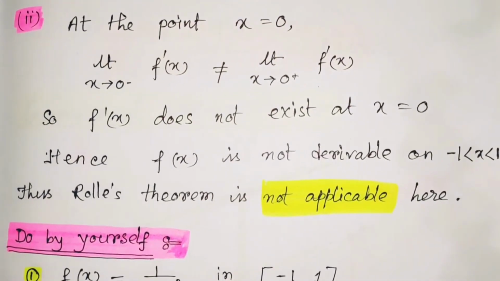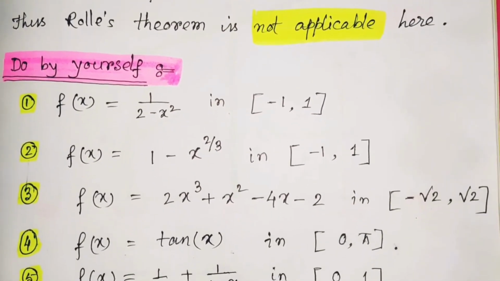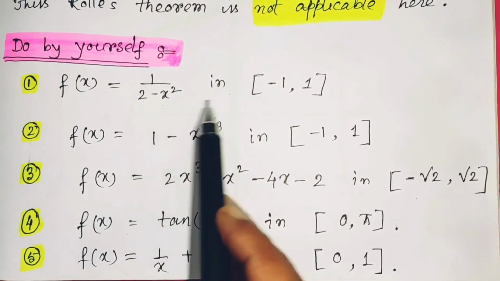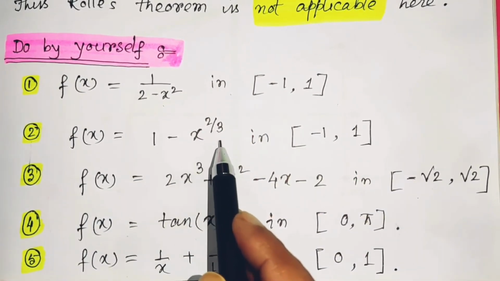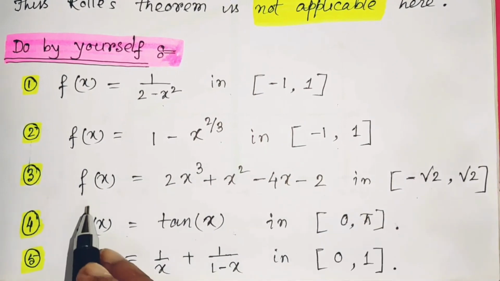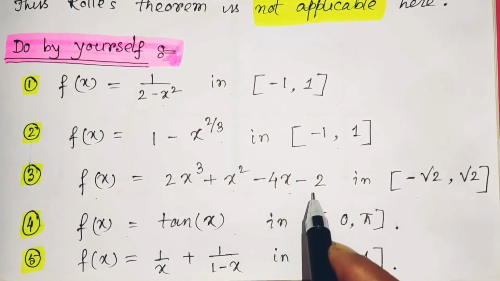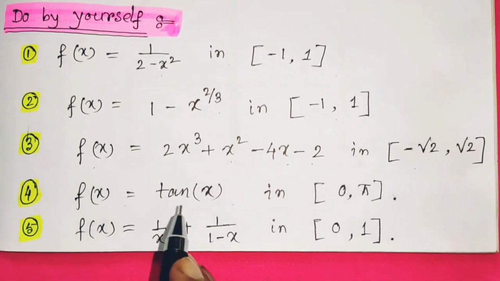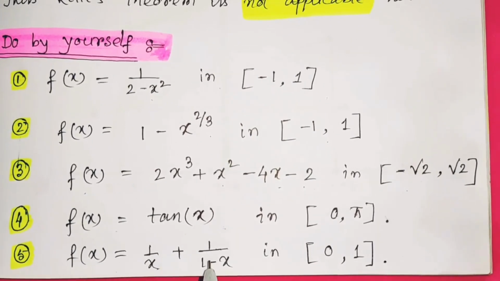So these are a few examples for you. Now there are a few do-by-yourself questions. So do these questions by yourself. The first question is f(x) = 1/(2 - x²) within the interval -1 to 1. Second one is 1 - x^(2/3) in the same interval. Then one more, f(x) = 2x³ + x² - 4x - 2 within the interval -√2 to +√2. One more is tan x within the interval 0 to π, and one more is 1/x + 1/(1 - x) within the interval 0 to 1.